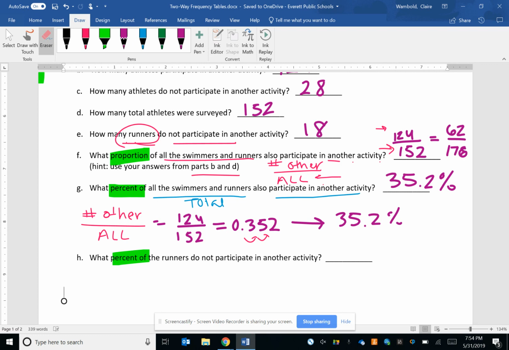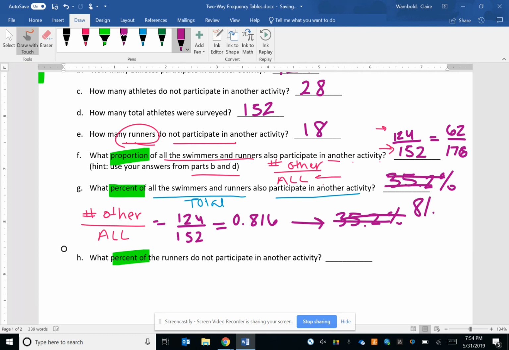My mistake. Hopefully, that's an easy fix there if I can get my eraser to work. You should have gotten 0.816 if we're rounding correctly, which is not 35.2%. No, it's 81.6%. So, my mistake, but let that be a lesson. You actually have to divide by the right number. You see what I did? This is not 176, it's just 76. So, in this case, the simplifying might have actually hurt me there. There you go, lesson learned.